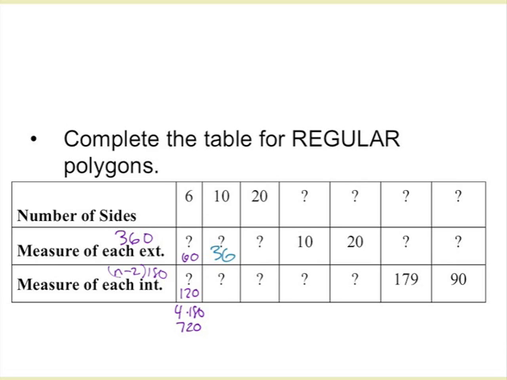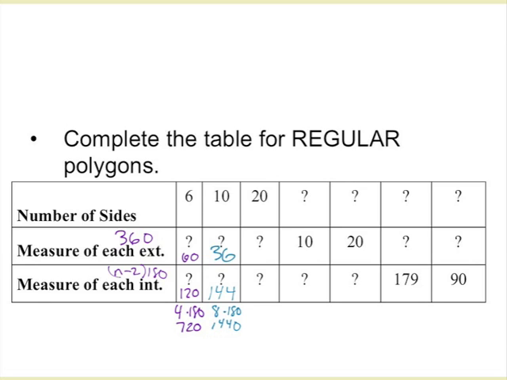For the interior, we need to do n minus 2, so that's 8 times 180. And that is 1,440. That's the total inside. So how do I figure out how big one of the insides is? Divided by 10, since there's 10 of them. So that gives me 144.